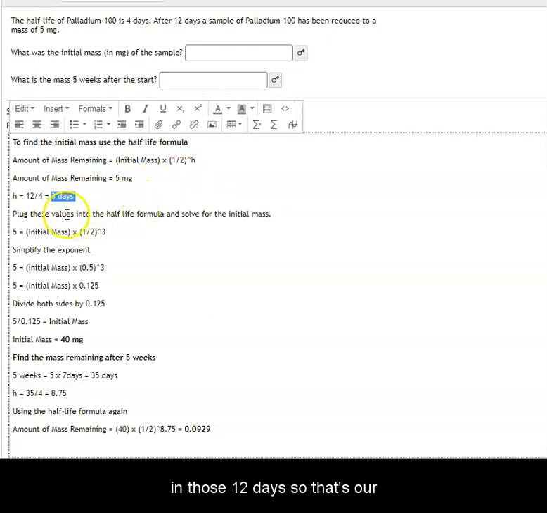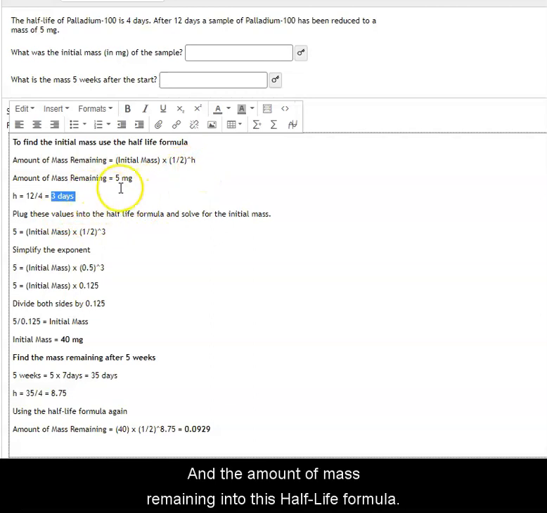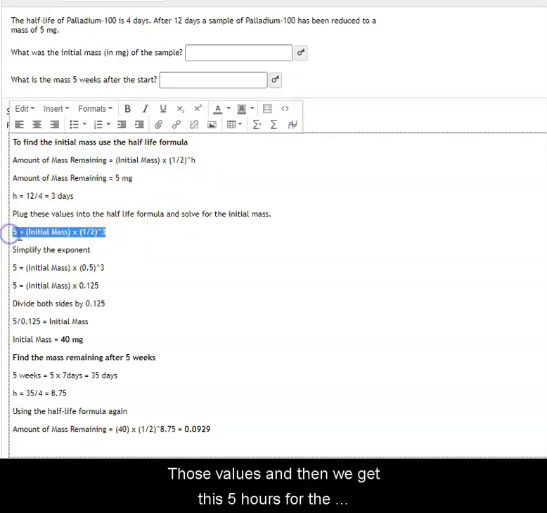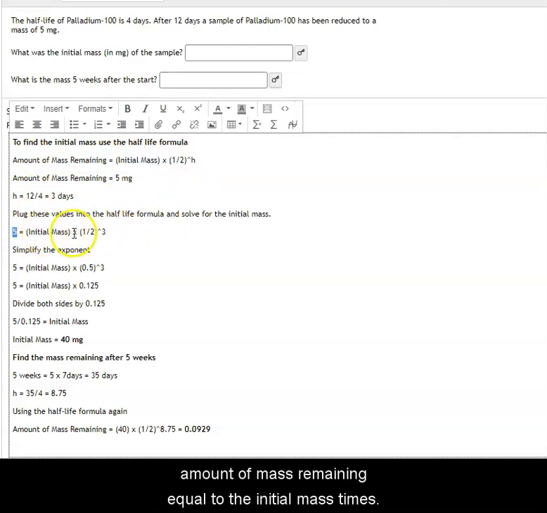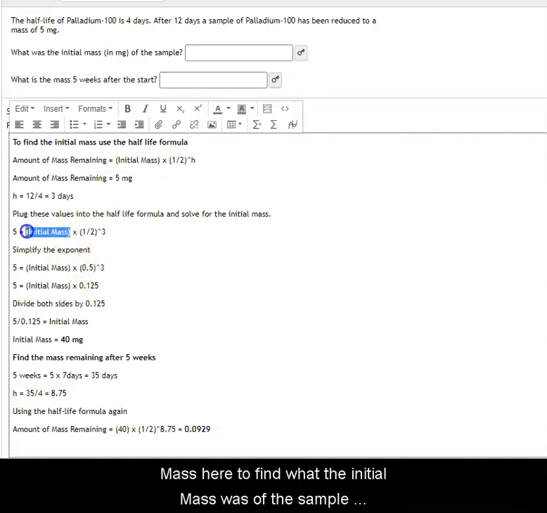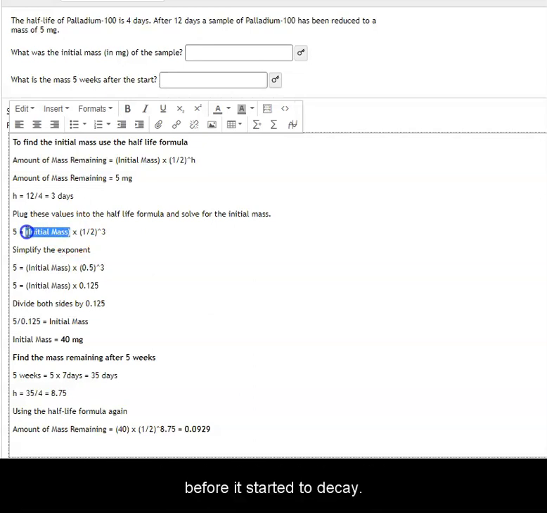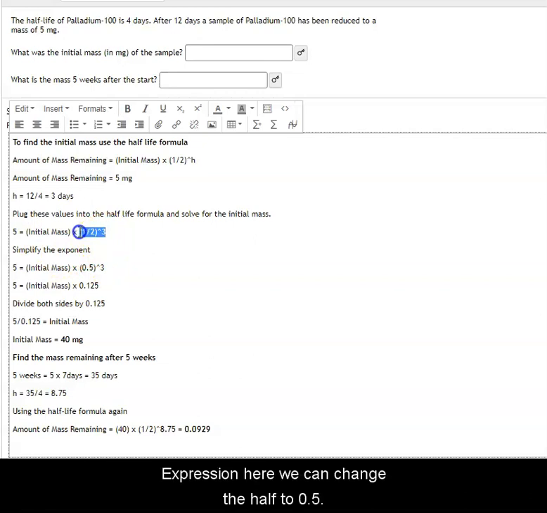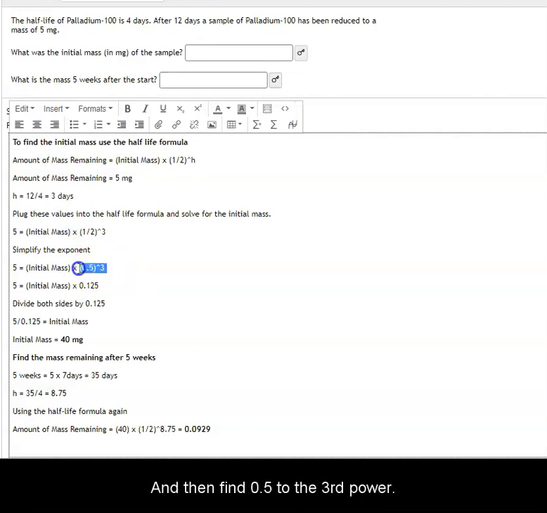So that's our h. We'll plug h and the amount of mass remaining into this half-life formula and we get this: 5 for the amount of mass remaining equals the initial mass times half to the third power. We want to solve for the initial mass to find what it was before the sample started to decay. First, we'll simplify this exponent expression. We can change a half to 0.5 and then find 0.5 to the third power using Desmos.